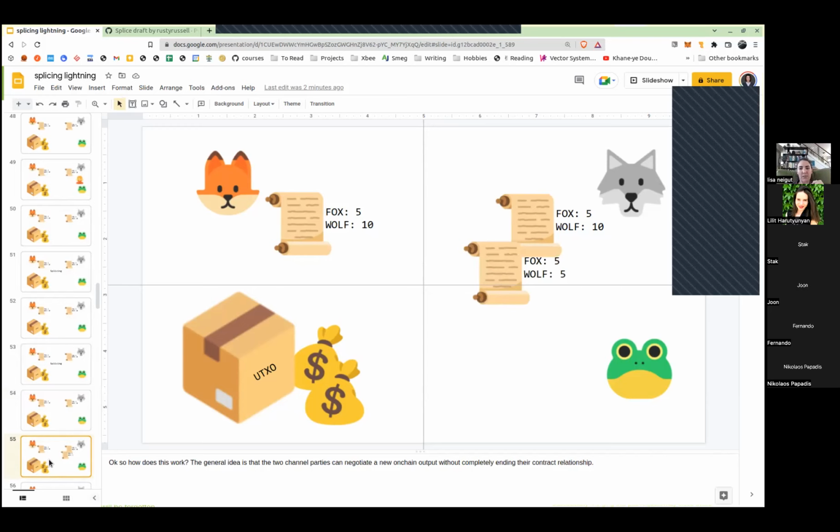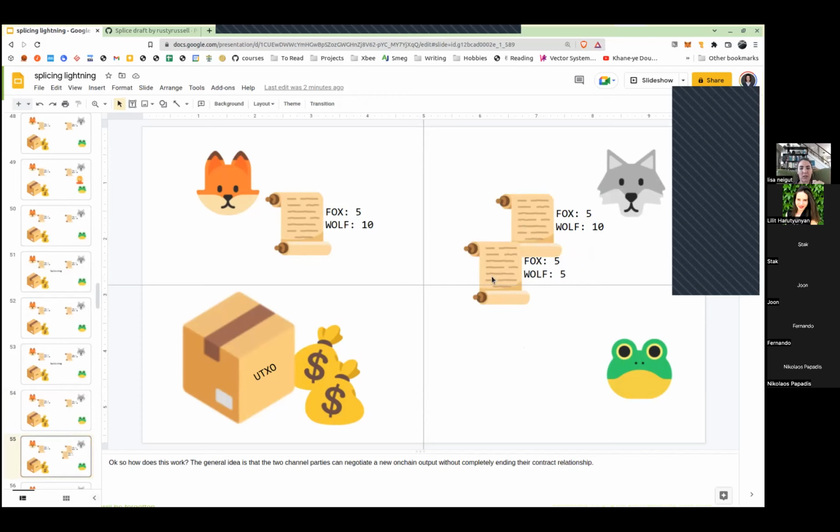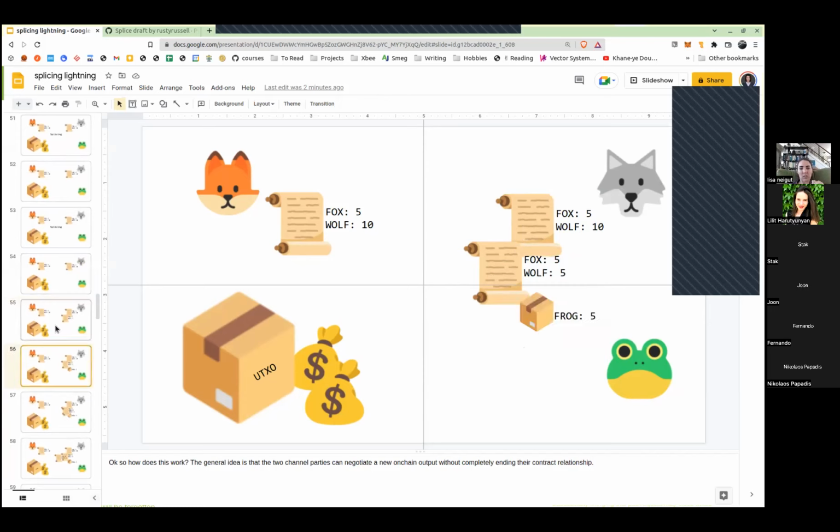They're going to create a new contract that updates the terms. So let's say in this case, the party, once they had 10, they want to move it down to 5. They want to splice out 5 to send to a third party. So they would make this new contract proposal, and then they're also gonna create an on-chain little output that sends the frog 5, right? They're gonna do this all at the same time.